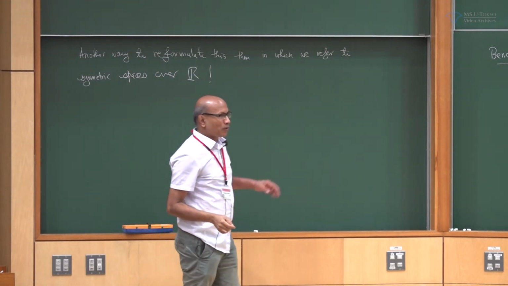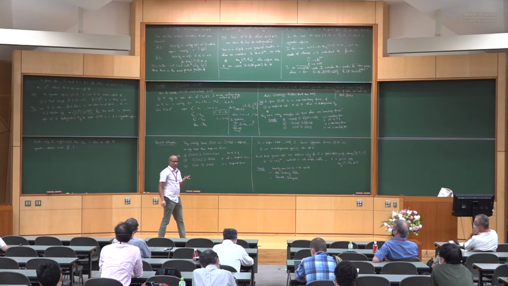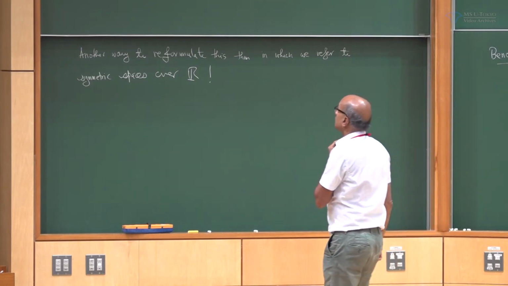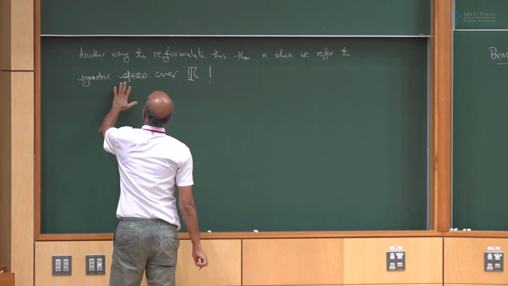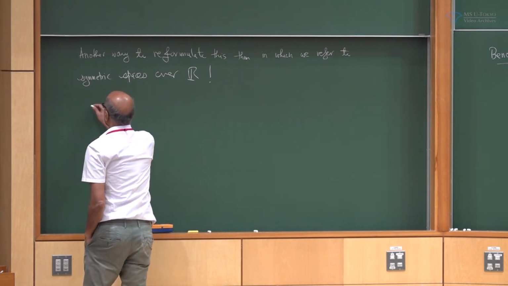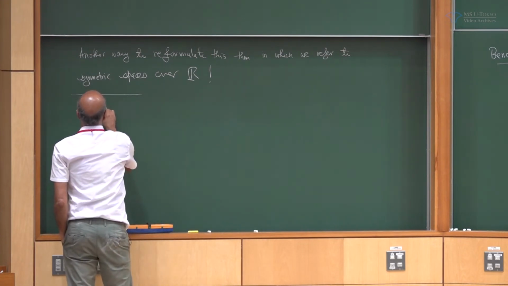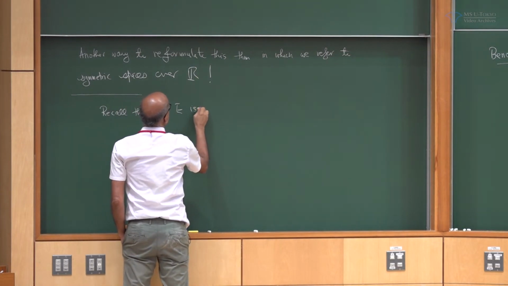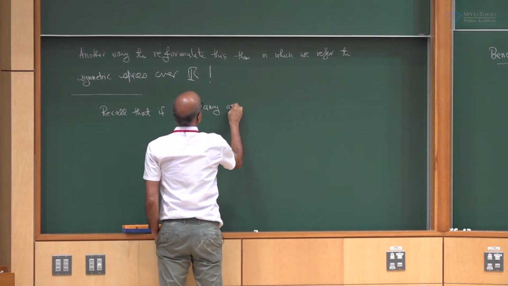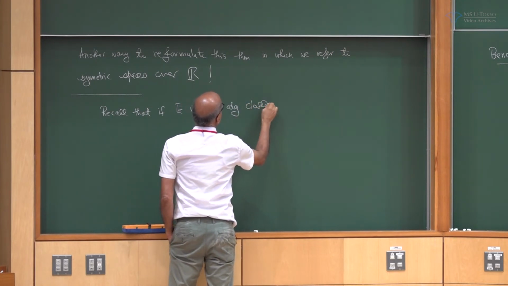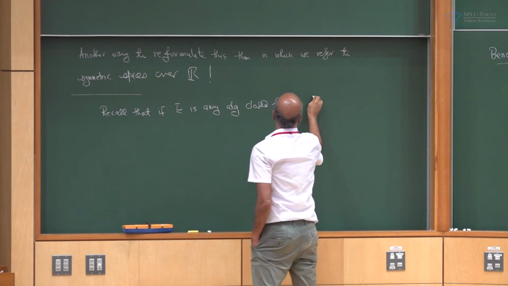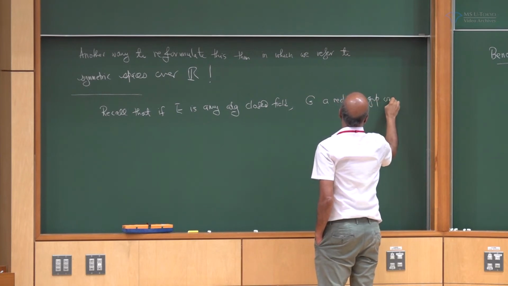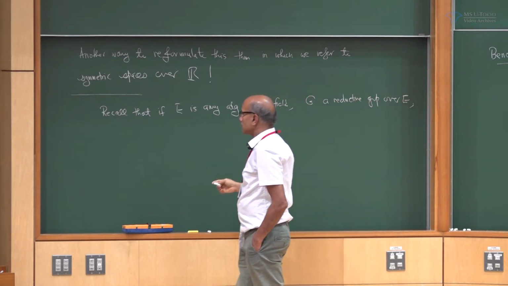So even though these theorems are theorems about finite fields or p-adic numbers, we want to make a reinterpretation of this theorem which refers to symmetric spaces over R. So for this, recall that if E is any algebraically closed field, G a reductive group over E, it makes sense to talk about G over C.